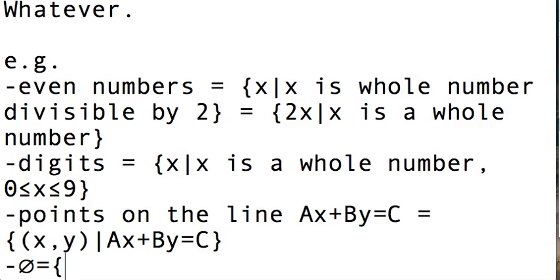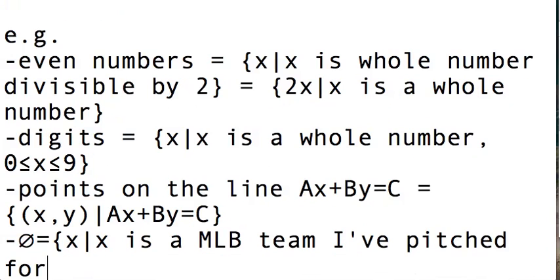We can also write the empty set out in terms of set builder notation. A way to write it out is to write x and then write some sort of condition that is clearly never true. So for example, let's look at the set of all x such that x is a Major League Baseball team I've pitched for.